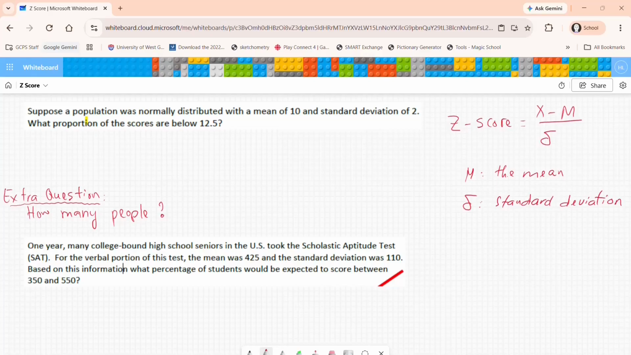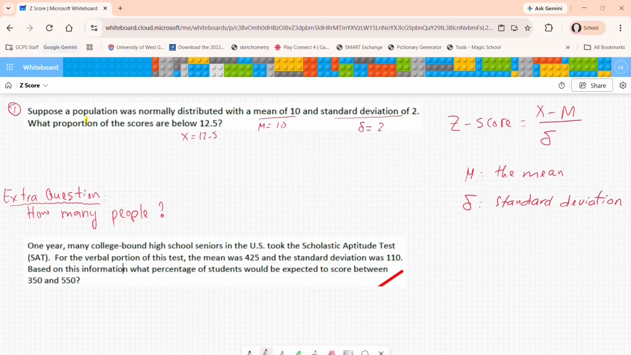Question number 1. The mean is 10, so this is where the m is 10, and the standard deviation is 2. The z-score formula is on the right-hand side. They're asking what proportion of the scores are below 12.5. So this is x = 12.5.